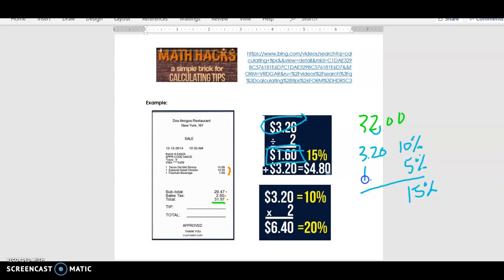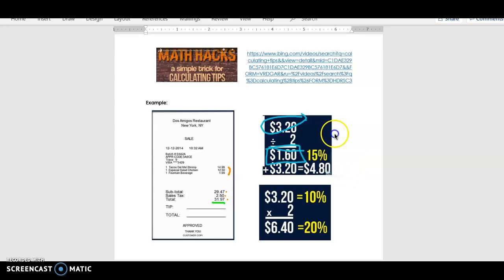So again, I'm just kind of writing it on the side to see if it makes any more sense to you. Hopefully it does. But you would just then add those two amounts together. The $3.20 is my 10%, $1.60 is another 5%. So if I add that up, I get 15%, which is equivalent to $4.80 according to my bill. The second one here is calculating 20%. So 20% is usually a little bit more straightforward and something that students do typically better with.